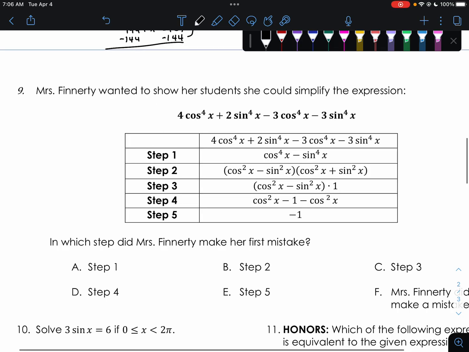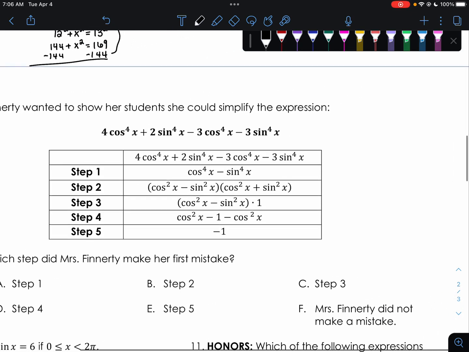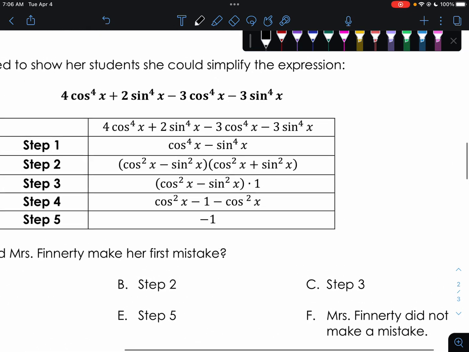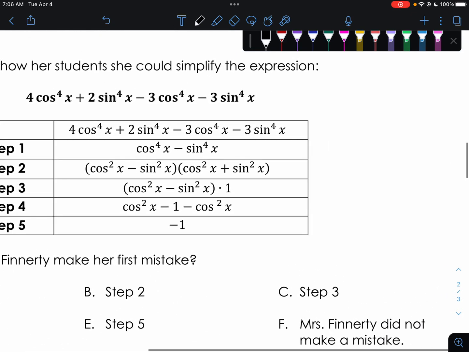Next one. Mrs. Finnerty wanted to show her students she could simplify the expression. So we have her work. In which step did Mrs. Finnerty make her first mistake? What I think is easiest is if we just try to simplify it ourselves and check the work as we go. So if I'm starting with this, I notice that I have some like terms.